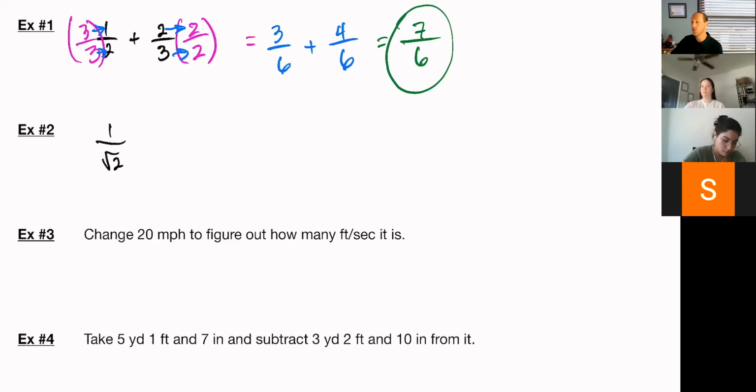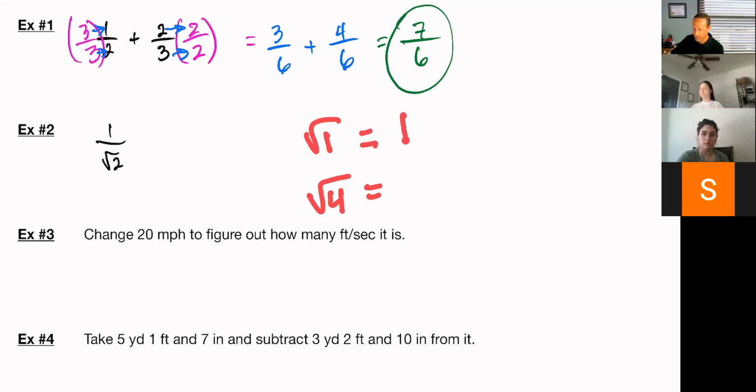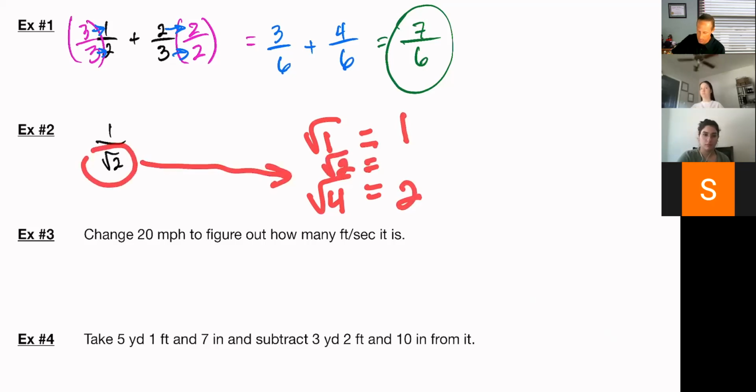Who can tell me what the square root of 2 is? Some of you guys are trying to get out your calculator. Go ahead, Sonny. I don't know it off the top of my head. Exactly. So if I gave you the square root of 1 or the square root of 4, you know exactly what those are. What's the square root of 1? 1. What's the square root of 4? 2. So since the square root of 2 is somewhere in between there, I know my answer has to be somewhere between 1 and 2, which means we either have to introduce fractions or decimals.